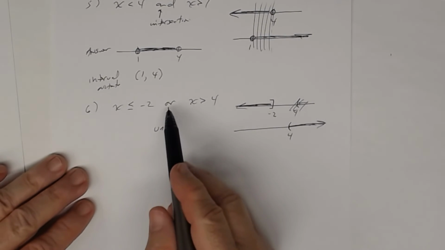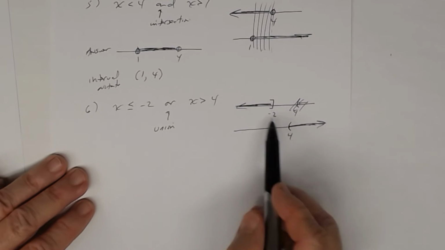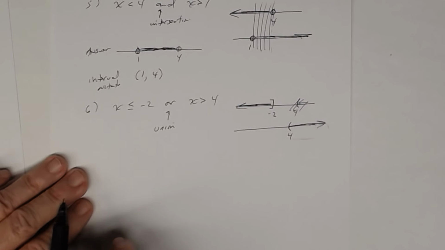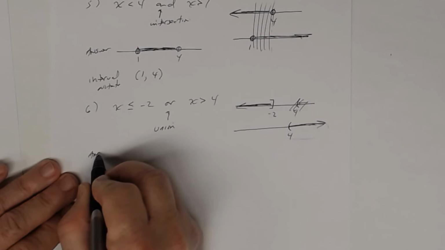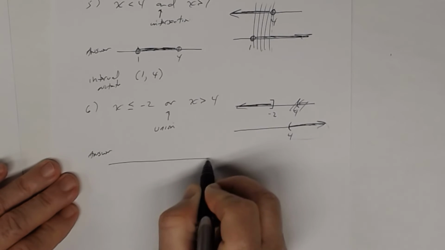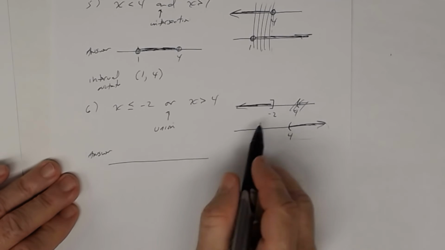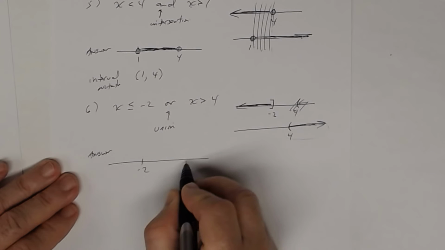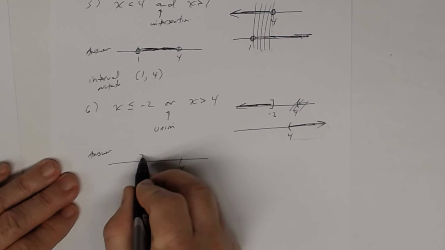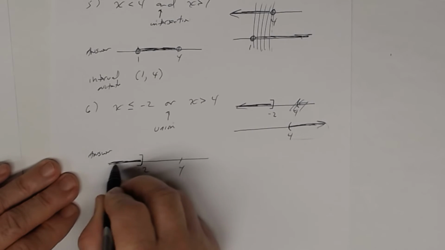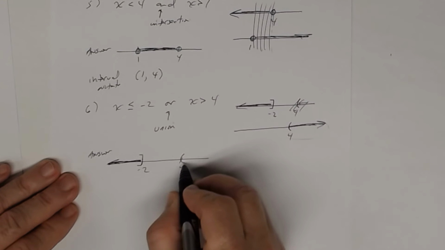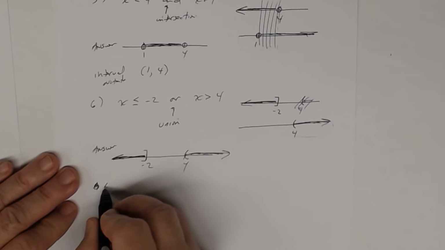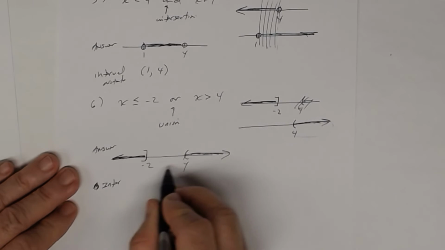And then remember, or means union. So anything that's shaded here and anything that's shaded here is a solution to this compound inequality. And so your answer will be these two regions that are shaded on the number line: -2, 4, bracket pointing to the left, and then parentheses pointing to the right. And so there's your graph.